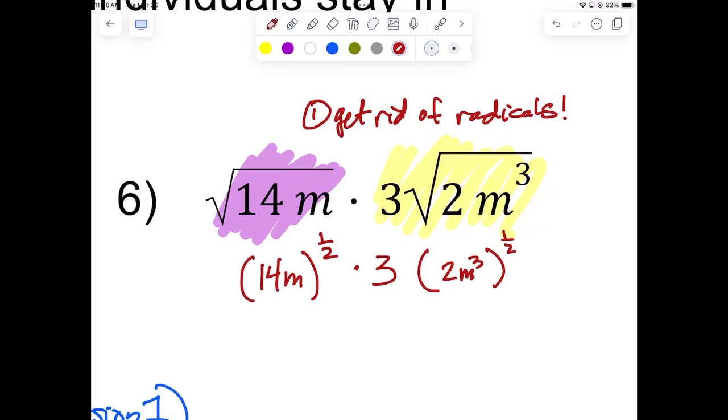1/2 power. Yeah. Now we're back to the previous problem where we have to tear down that wall. So I'm going to put little 1s right here, and I'm going to put a 1 right there. And now I distribute like this. So I get 14 to the 1/2, m to the 1/2, and I can get rid of the parentheses.